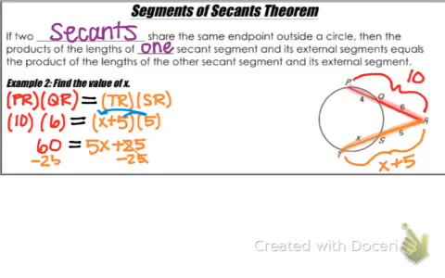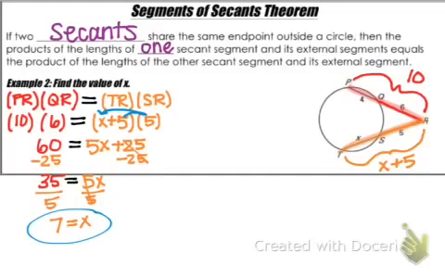Now I can solve. Subtract 25 from both sides. 60 minus 25 is 35, which is equal to 5x. Divide by 5, and I'm left with x is 7. And we're all done.